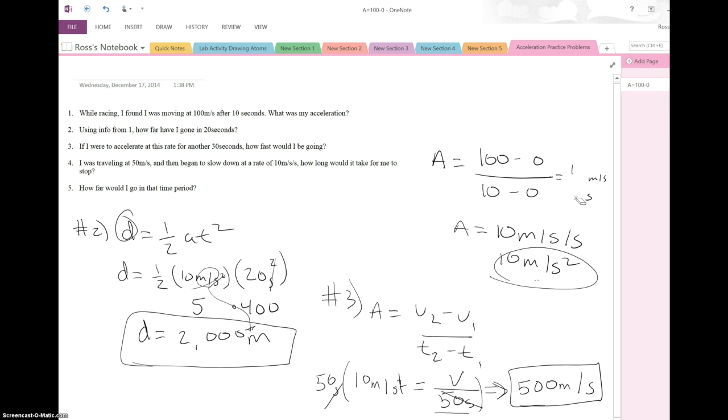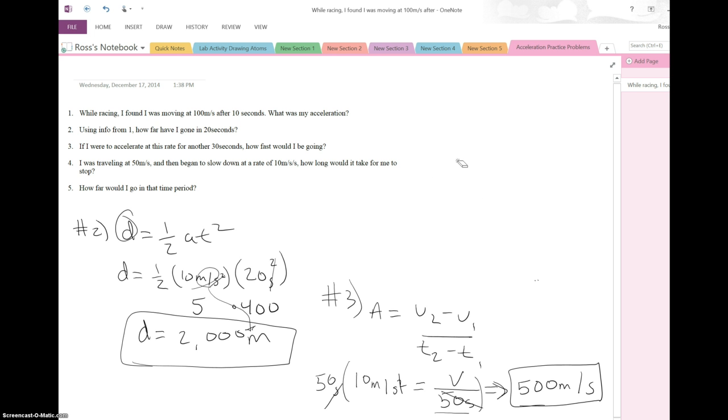Let's do number 4. Number 4, if I was traveling at 50 meters per second and then began to slow down, so this is deceleration, at a rate of 10 meters per second squared, how long would it take me to stop? What are we solving for here if it asks how long? We're solving for time. We know that this is the equation that has time in it. Since we know what the acceleration is and we know the velocity, we wouldn't use this one over here because we don't know the distance. So we're going to use this one.